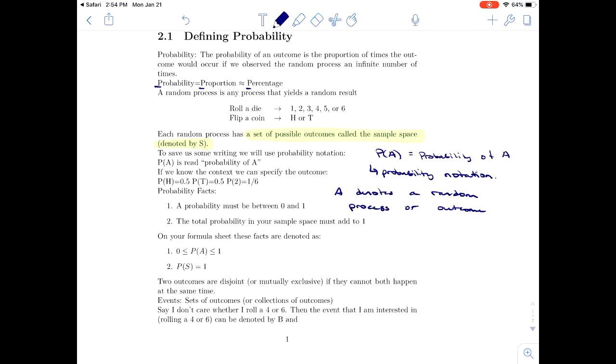These rules are on your formula sheet. But they're written with probability notation. And so here, a probability must be between 0 and 1. I've just written as any P of A has to be between 0 and 1. So that's the first thing on your formula sheet. And then the second thing on your formula sheet is that P of S, so the probability of S, where we defined S as the sample space, has to equal 1. So the total probability of all probabilities in your sample space has to total 1. And we'll use these facts to figure out if we have a valid probability distribution in a bit. Okay, so these will come up again, but for now, we'll just leave them there.